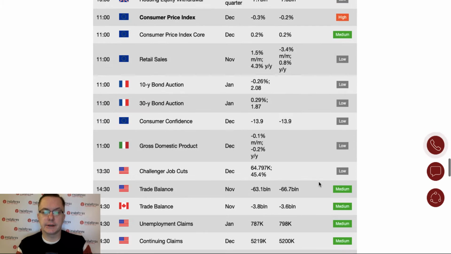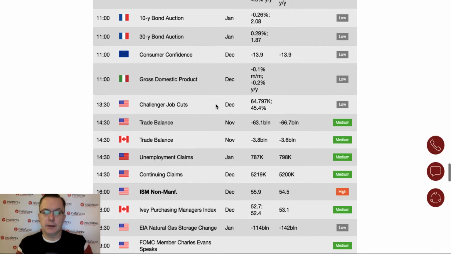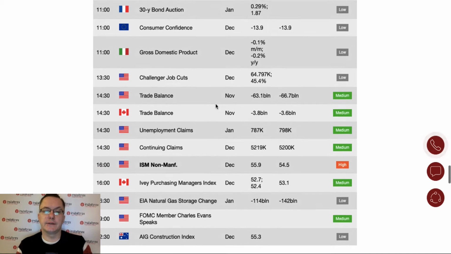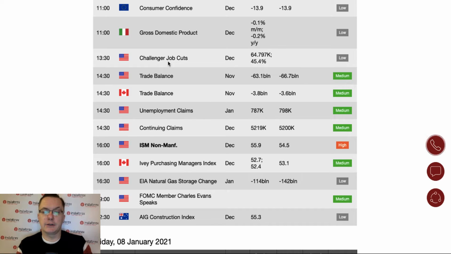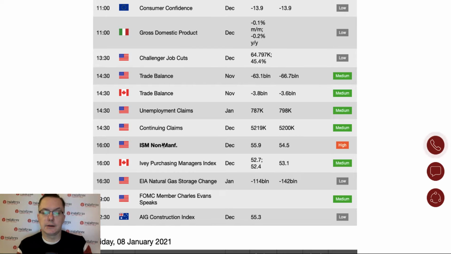The other interesting data is the consumer confidence, scheduled for release at 11 o'clock as well. During the New York session, we have some data as well. We have Challenger job cuts at 1:30. We have the trade balance, unemployment claims, and continuing claims at 2:30, and then at 4 o'clock we got the key event of today during the New York session. Of course, the ISM non-manufacturing data scheduled for release at 4 o'clock.